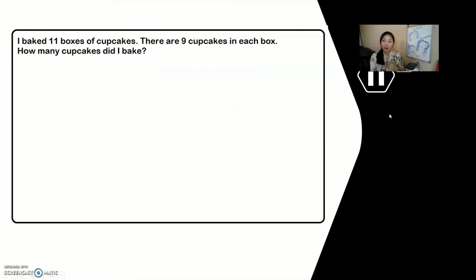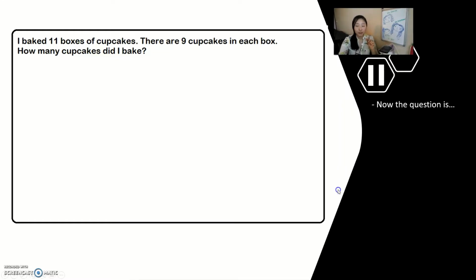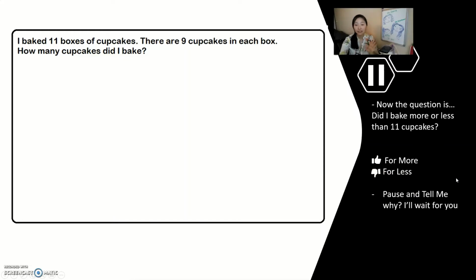Next thing we're going to think about is our more or less than. Again, if I'm going too quickly for you, you can always rewind and go back, or you can pause. That is absolutely fine. So our more or less than question today is, did I bake more or less than 11 cupcakes? And now again, more is thumbs up, less is thumbs down. And you need to pause and tell me why. You should start off with, I think I baked more than 11 cupcakes because. I think I baked less than 11 cupcakes because. So right now, pause it and tell me.